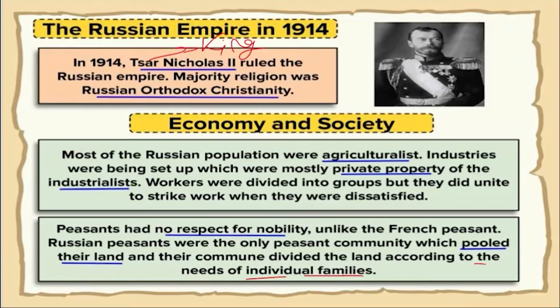Now these Russian peasants had a commune. They used to gather all their lands, and the commune was known as the mir. They would divide the land based on the needs of the individual family. Your family is big, so you can take a larger amount of land. Your family has only three people, so you take a small amount of land. Based on that, the entire land was divided by the commune.